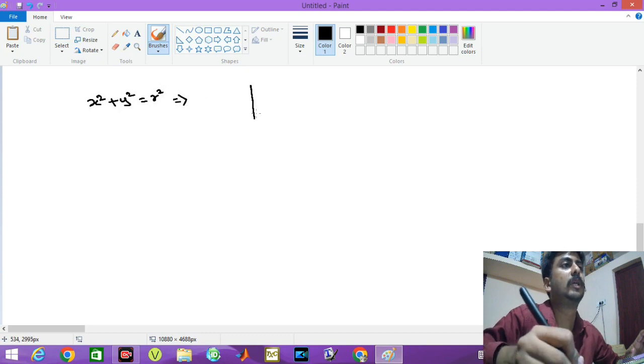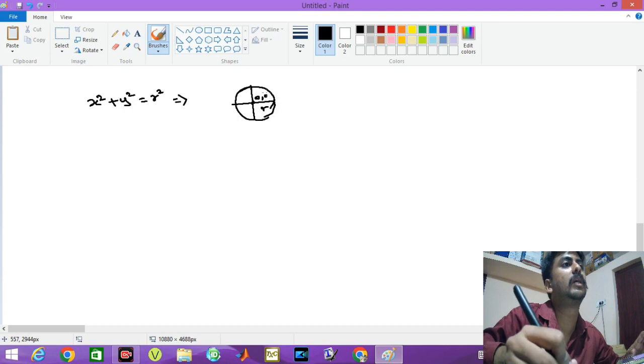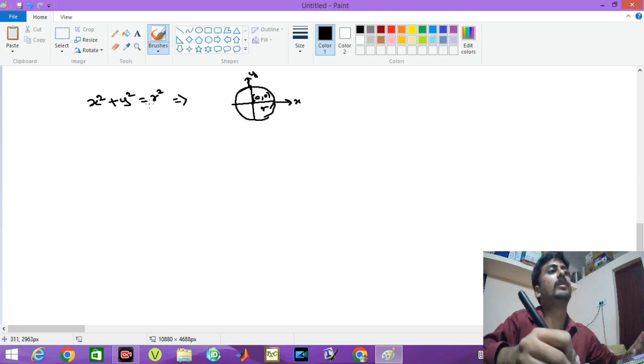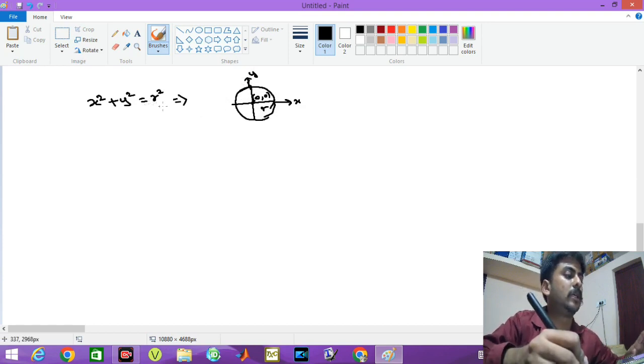For this you will have a circle of radius r, center at 0, 0 in the xy plane. So this is the basic equation that we know.